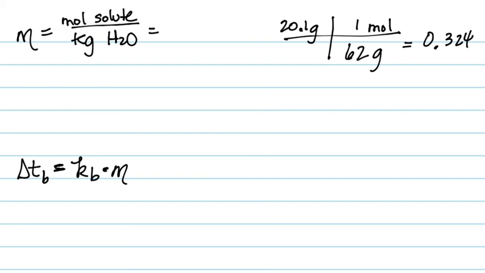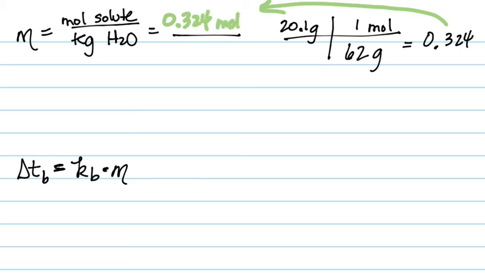So I'm going to plug that in right over here. Again, plug it in, 0.324 moles. For kilograms of water, it tells us that we have 400 grams of water, so that is 0.4 kilograms. So the molality is 0.324 divided by 0.4, and we get 0.81 moles per kilogram for molality.